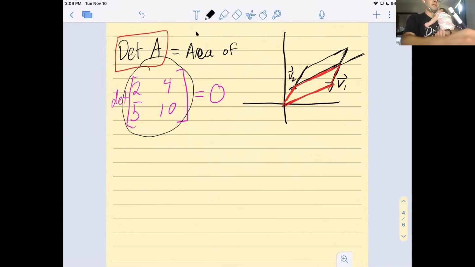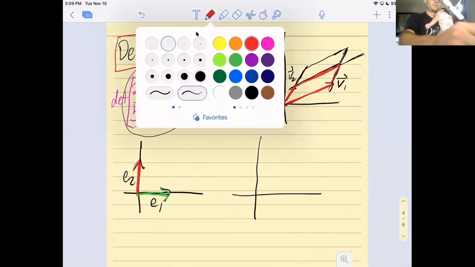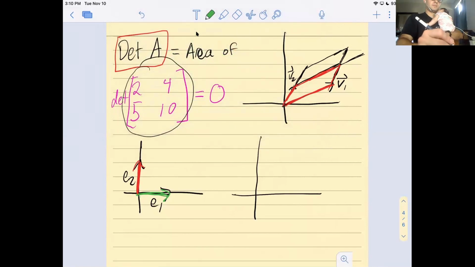Can you guys visualize and maybe volunteer to describe what happens if I take E1? This is E1 and E2, right? E1 gets moved to 2, 5, because this is the first column. So E1 is over here. I did it in colors last time. So this is E1, and this is E2. E1 gets moved to 2, 5, which is over here.